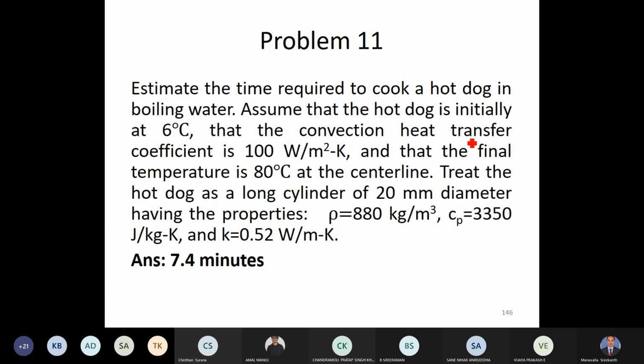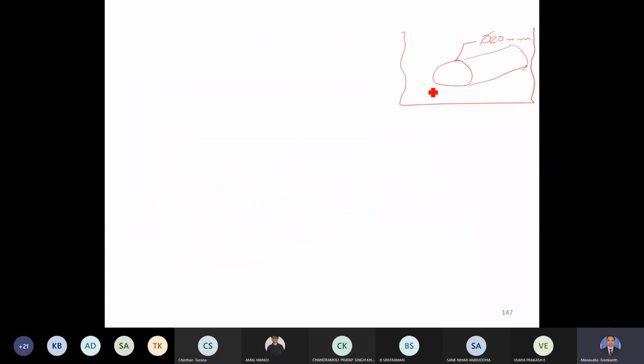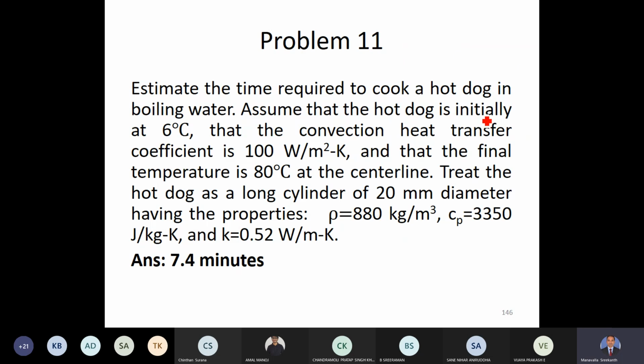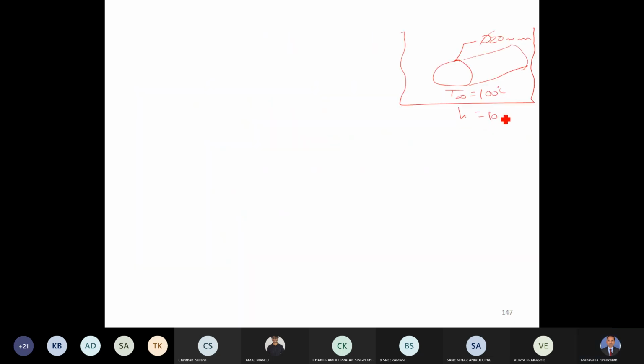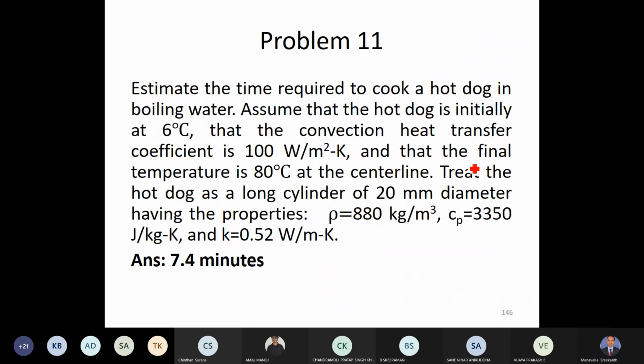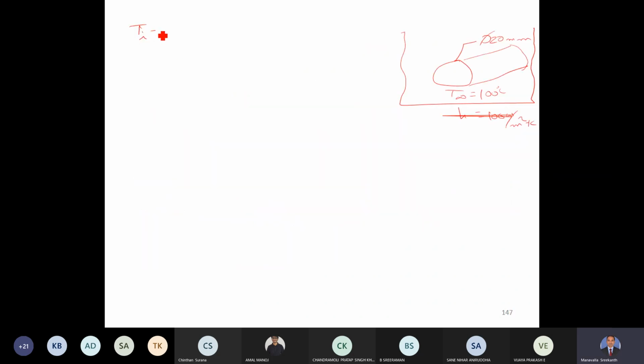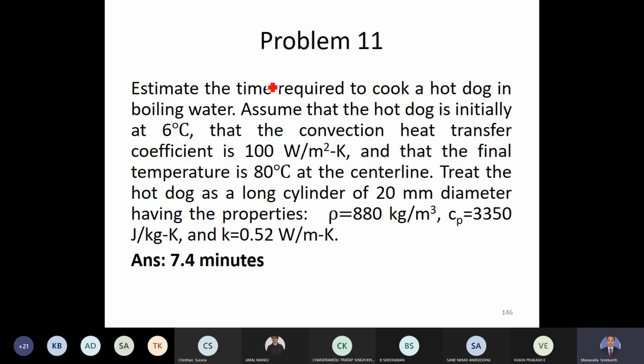Okay, the heat transfer, boiling water, so T infinity is 100 degrees Celsius. H is also given as 100 watt per meter squared Kelvin. Initial temperature is given, Ti is 6 degrees Celsius. Final temperature, or the desired temperature at the center line, is 80 degrees Celsius. So we are interested in the center line temperature.